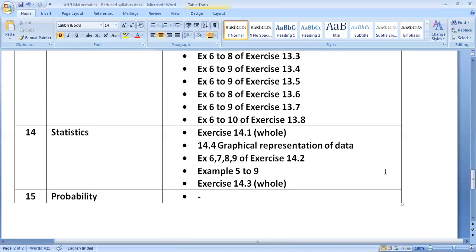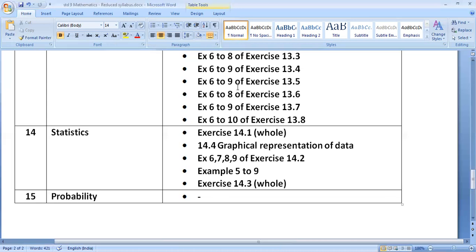Chapter number 15, that is Probability. As this chapter is quite easy and important for standard 10th also, nothing is excluded from this chapter. It means the entire chapter is included in the examination. Even it is easy for the student. You can prepare and get full marks from chapter number 15.